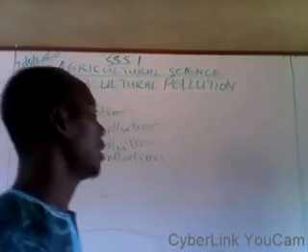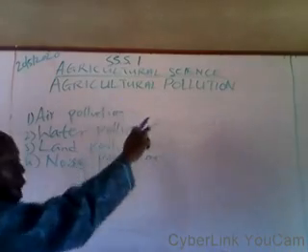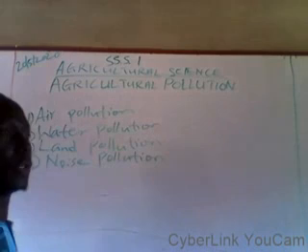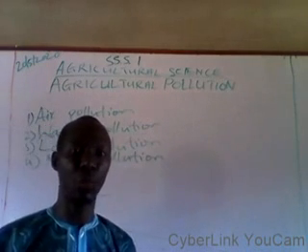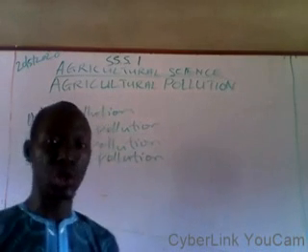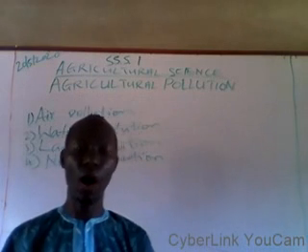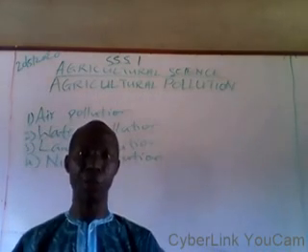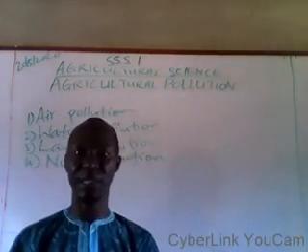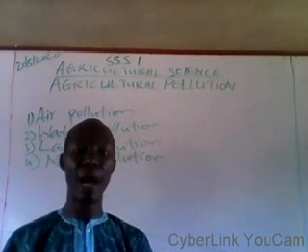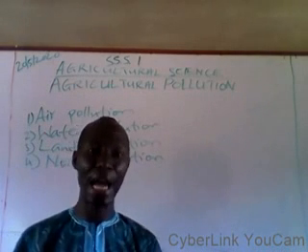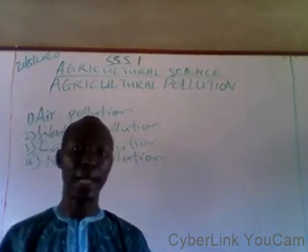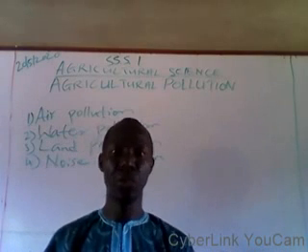So today's topic is agricultural pollution. What is agricultural pollution? Agricultural pollution is the release of harmful substances into the farm environment by natural forces or by man, or including animals, causing biological damages to man and his farm resources.